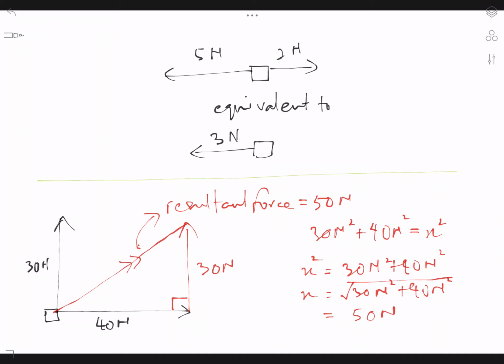So what about the angle here? Okay, this is theta. So tangent theta is equal to 30 Newton over 40 Newton. So theta is the inverse tangent of 30 over 40. You can use your calculator to get the answer. Okay, that's all for now.